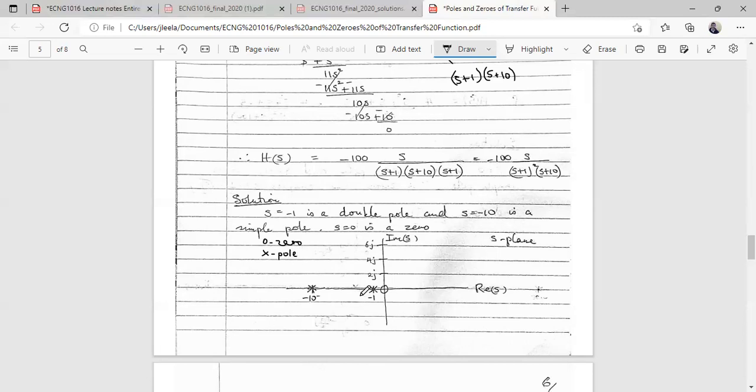Right? So your zero is here by the origin, and you have minus 1 as a pole, a double pole, here in the left-hand plane, and minus 10 is another pole here.